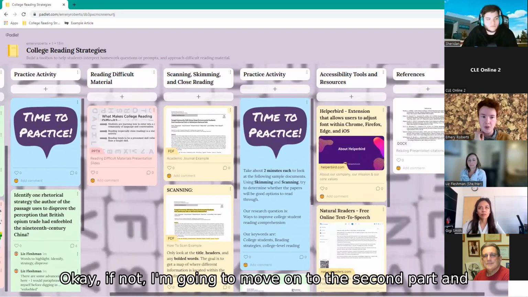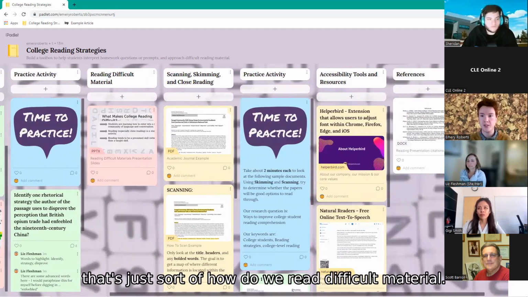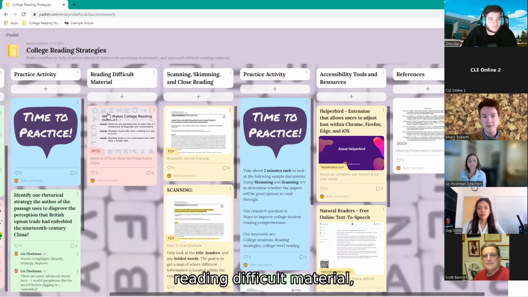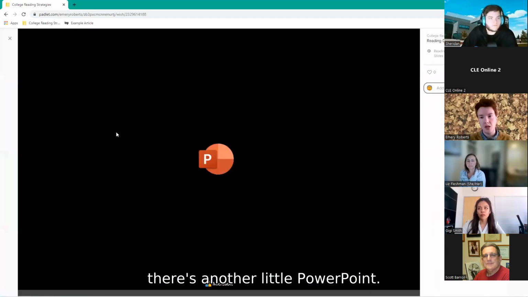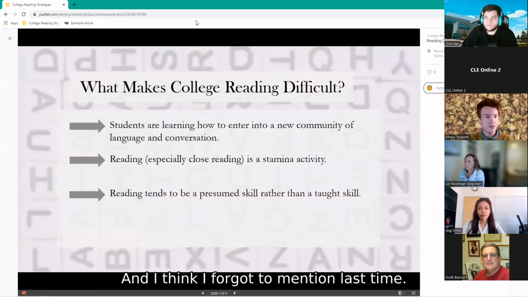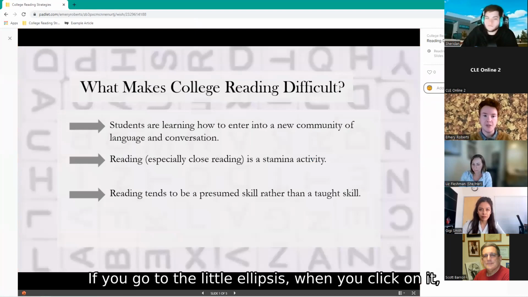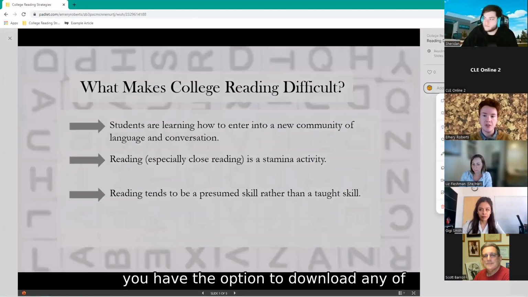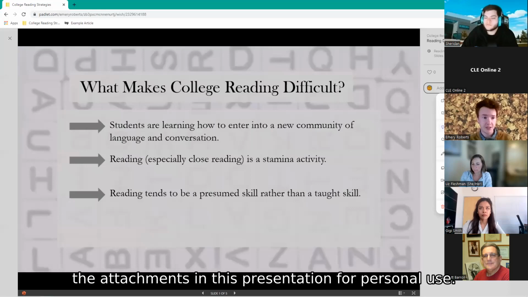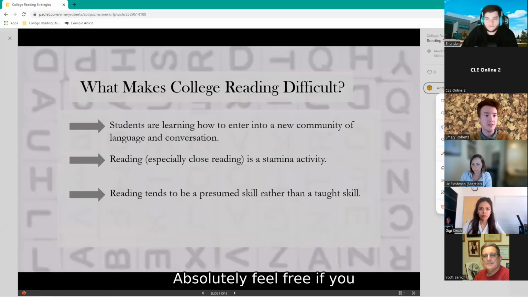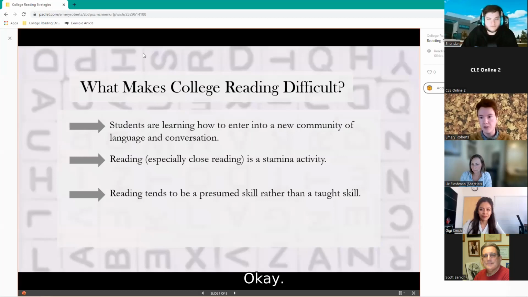Okay, if not, I'm going to move on to the second part, and that's how do we read difficult material? Under the heading reading difficult material, there's another little PowerPoint. I think I forgot to mention last time, for each of these PowerPoints and anything in this Padlet, if you go to the little ellipses and click on it, you have the option to download any of the attachments in this presentation for personal use. Absolutely feel free to save any of this material. You've got my okay on it. I just want to make sure you know how to.